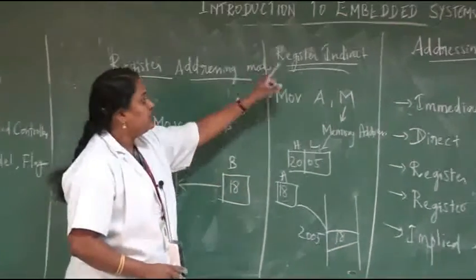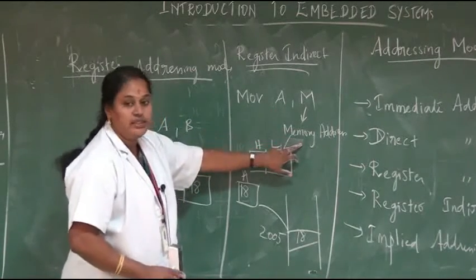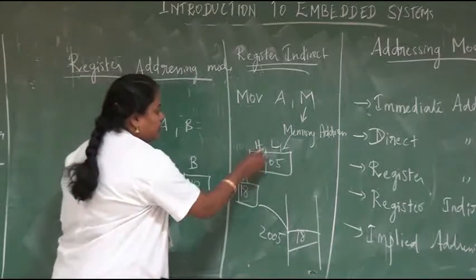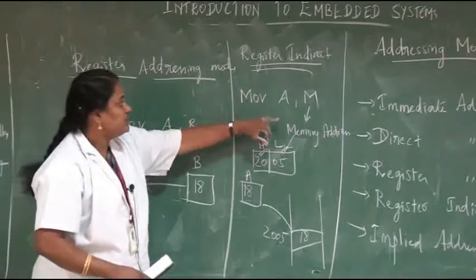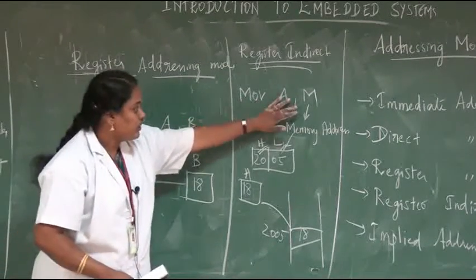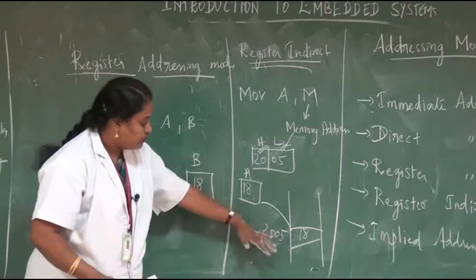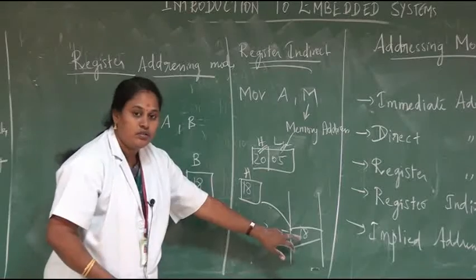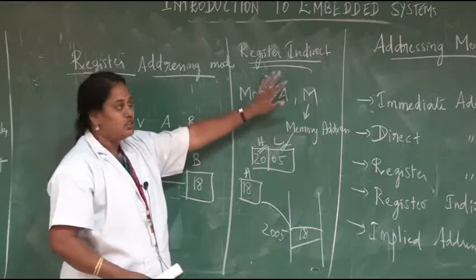The next is register indirect addressing mode. The data to be processed is given indirectly using a register pair. By default, the register pair is HL. So after executing this instruction, the processor is going to refer to the HL register pair, fetch the address, refer to that location 2005, fetch the data in 2005H and move it to A. So that's why it is referred to as register indirect.